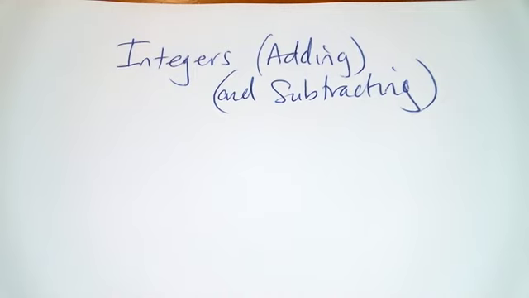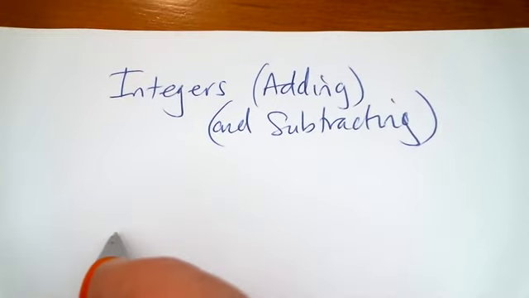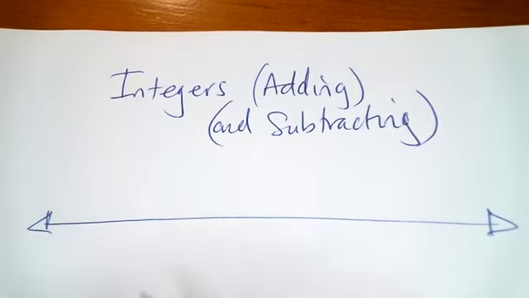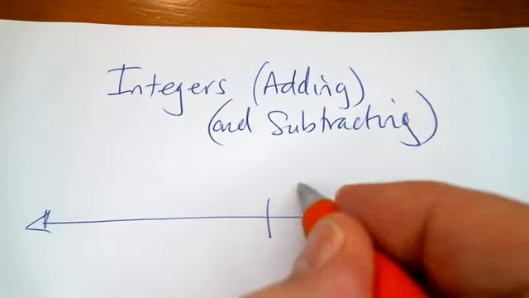Right, I've been asked to have a look at and talk about integers, and I'm going to start by adding and subtracting integers. Now, the way to do this really is to have a number line. So I'm going to just draw myself a number line. Here's my positive and negative. So positive I'm going to have on this side.